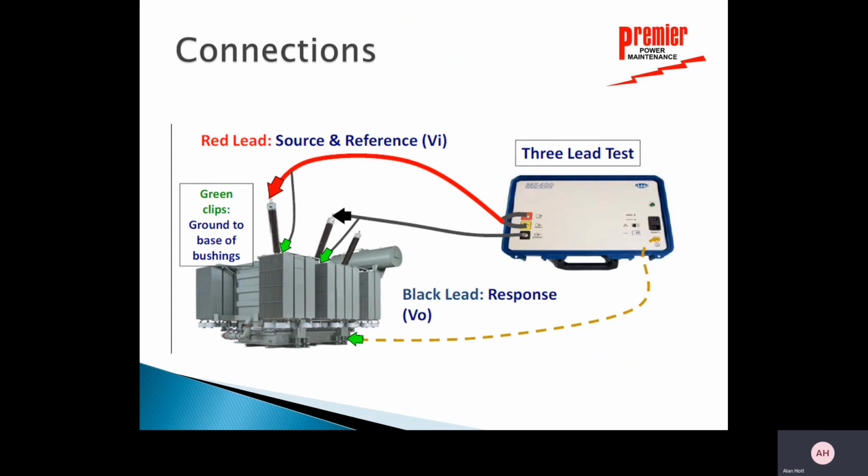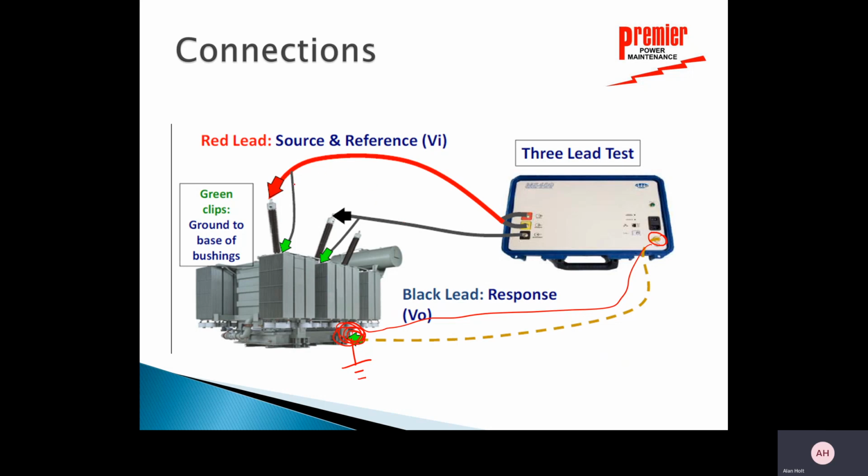So here's the actual connection. This is the Doble SFRA test set. I've got ground here, and it's going to go to ground, and that has to be a good ground. And then I've got the 2 test leads here, the red lead and the black lead. The red lead is actually sending the source out. The black lead is actually receiving that. So this would be V in, this would be V out.